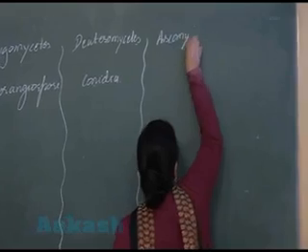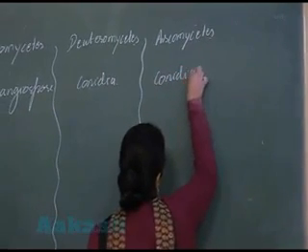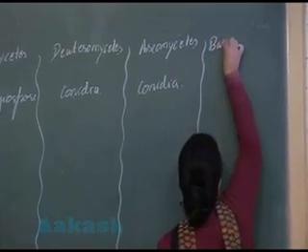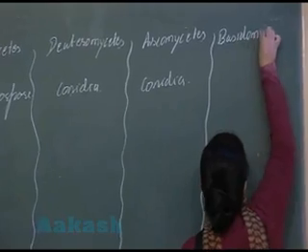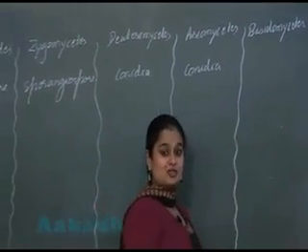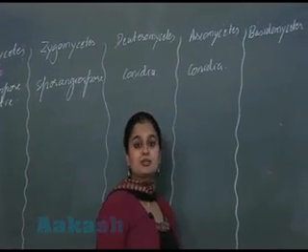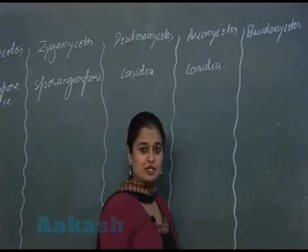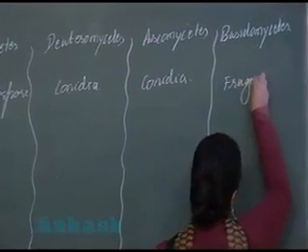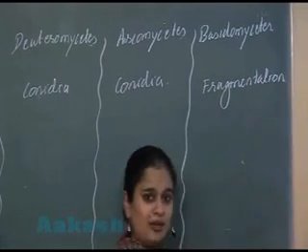Ascomycetes, again formation of conidia. Basidiomycetes, generally spore formation is absent. Here there is presence of vegetative reproduction through fragmentation. Vegetative reproduction through fragmentation is very much common here.